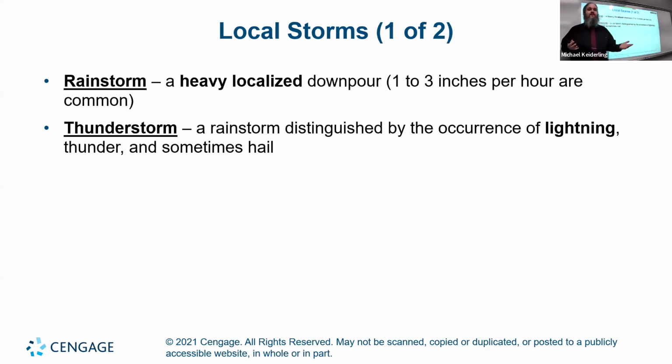So local storms. Let's start with local storms. A rainstorm is a heavy localized downpour, 1 to 3 inches per hour, when it's raining a lot. A thunderstorm is a rainstorm with lightning, thunder, and sometimes hail. The kind of clouds that produce lightning and thunder tend to be big. Those are also the kind of conditions that can produce hail, because hail requires large clouds with big circulation in them. So the difference between a rainstorm and a thunderstorm is that a thunderstorm has lightning.